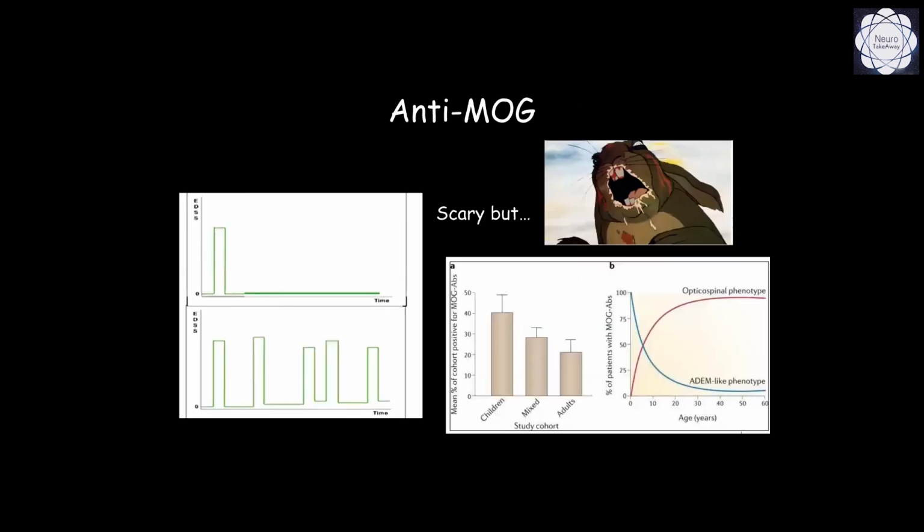Now let's go to anti-MOG very briefly. This is a scary appearance on images, but the evolution is not always bad. Anti-MOG has two flavors. We can have a monophasic disease or a multiphasic process, but as you can see, the sequelae between these exacerbations are not that high. Regarding the clinical symptoms, there are two forms. One is the optic-spinal phenotype, more common in adults, and the other is the ADEM-like phenotype, which is more common in children.